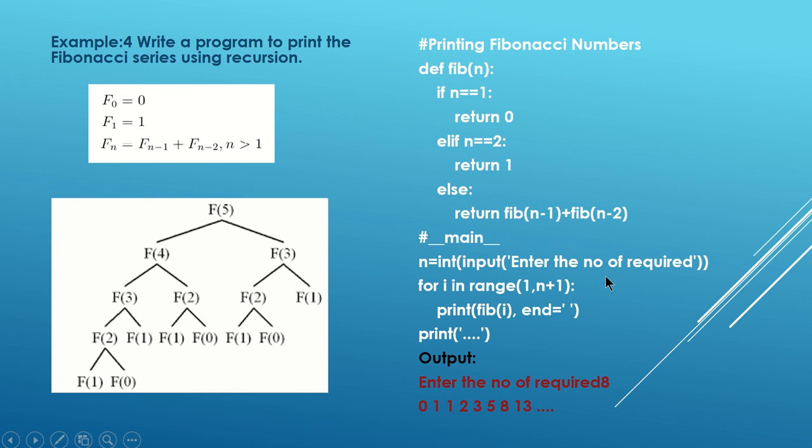So this is your Python program for printing the Fibonacci numbers using recursion. Of course, we have already discussed that you will be able to print it without recursion, but we are just understanding how to write the program using recursion, right?